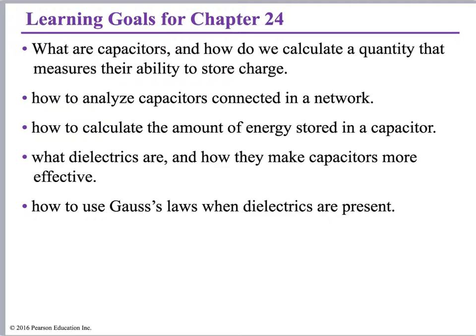Finally, we're going to talk about dielectrics, which are materials that are placed between the conductors in a capacitor, and why we would do that. So those are sort of the previews of the things that we're going to be looking at in this chapter.